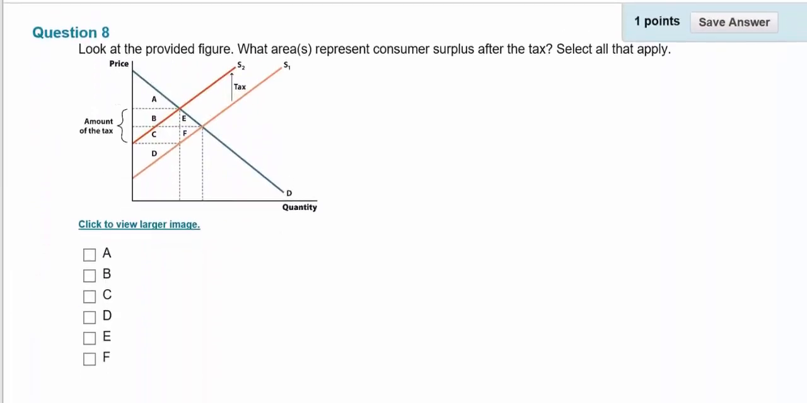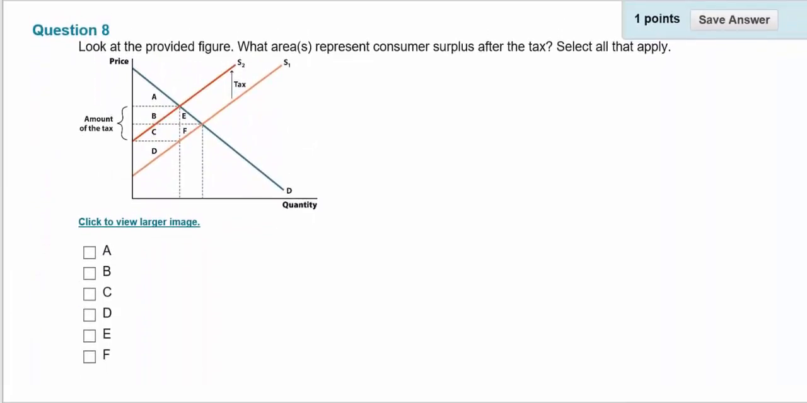All right, question 8. It says, look at the provided figure. What areas represent consumer surplus after the tax? Okay, so now consumers are paying $8. Remember, we said the 6-pack of beer is now $8. Used to be $7. The difference is the $1 tax. So at $8, this is our price. Everything above the price but below the demand curve is consumer surplus. So area A is going to be our consumer surplus.